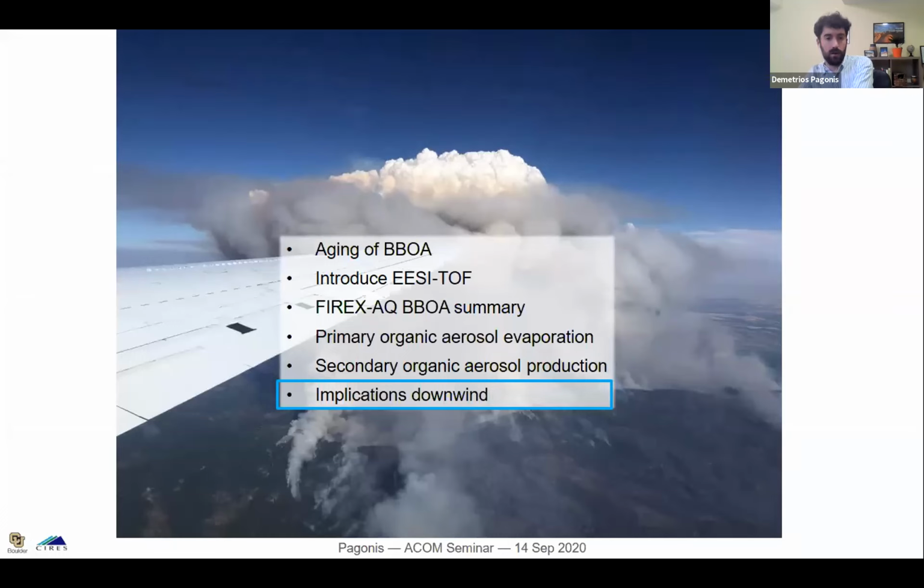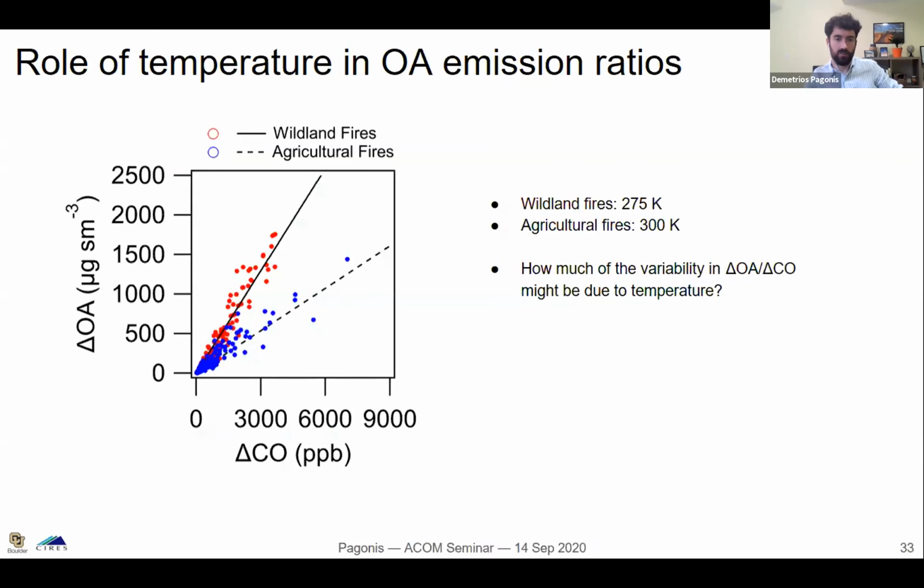All right, so the last topic here is just trying to combine what we've seen in terms of bulk OA properties, and looking at these properties across the entire campaign to try to see just how well we can use other parameters to predict the evolution of OA concentration downwind.